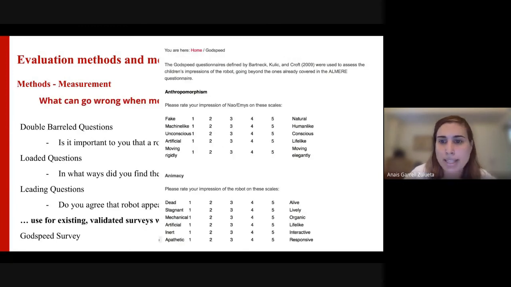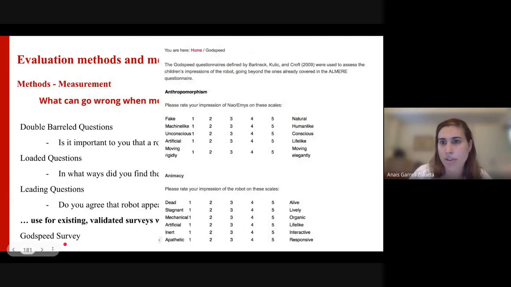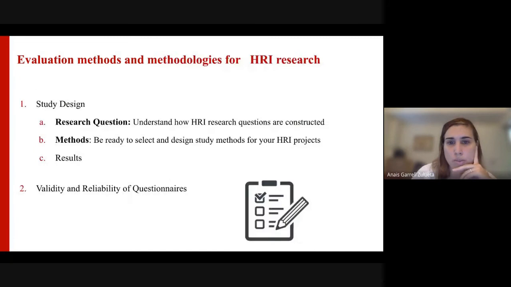I just want to comment that you can create your own questionnaires if you want, but you can use existing ones that are already validated. And here I'm giving you this link. It is the Godspeed survey. It's a long questionnaire, but you can just use part of it. It's a validated one, very easy to use and to extract information from, and you can change the questions a little bit in order to demonstrate your hypothesis. So I recommend using this one.